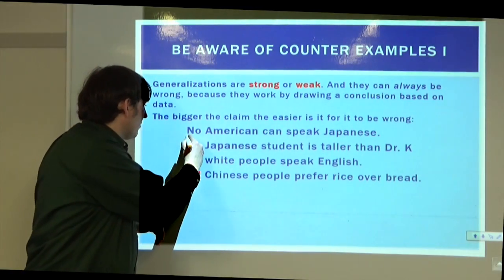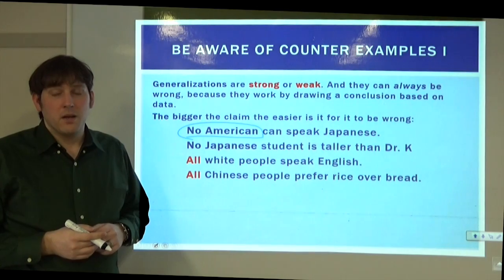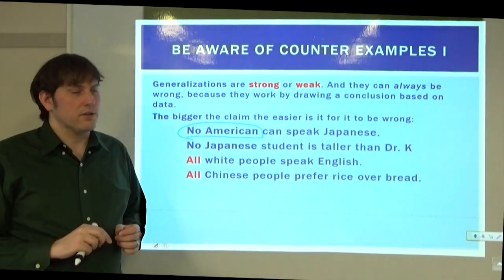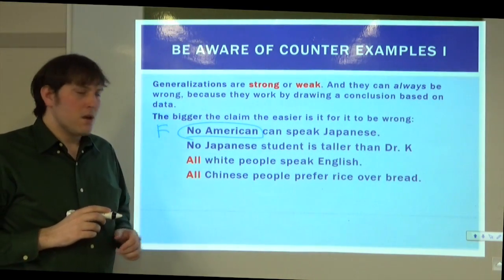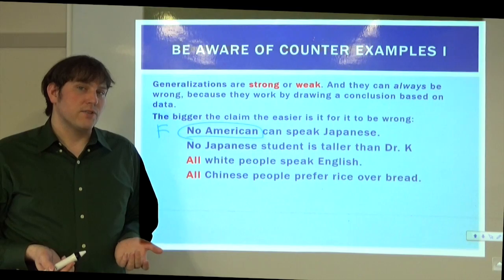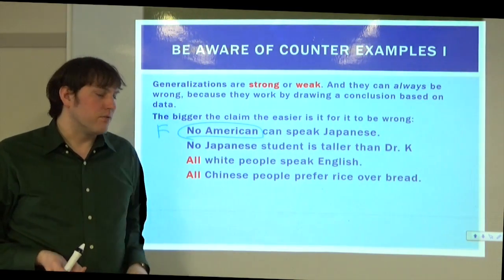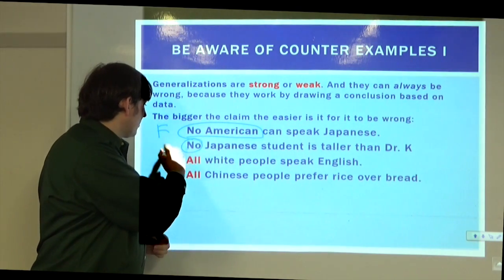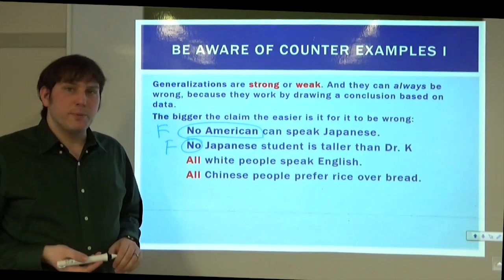So for instance, this claim, no American can speak Japanese. All I have to do is find one American who speaks Japanese to show that this is false. No Japanese student is taller than Dr. K. All I have to do is find a Japanese student who's taller than me. I know at least three at this university alone. So again, no Japanese student is taller than me. Another claim, all white people speak English.